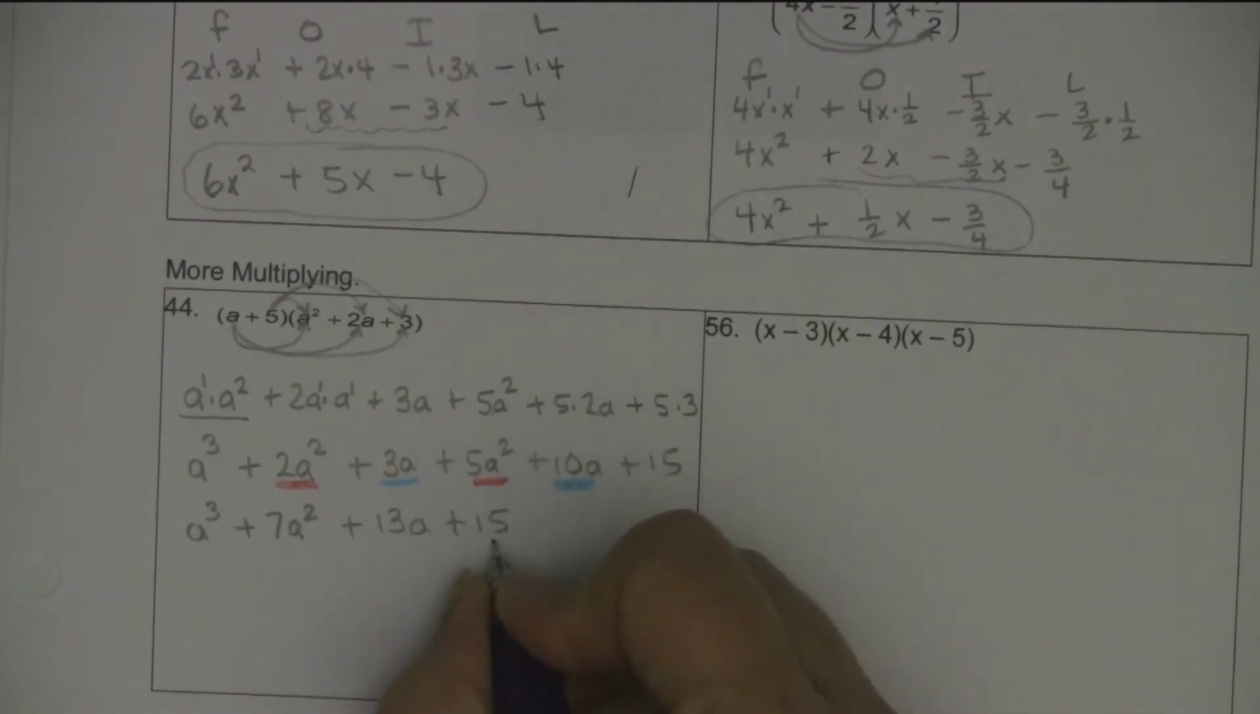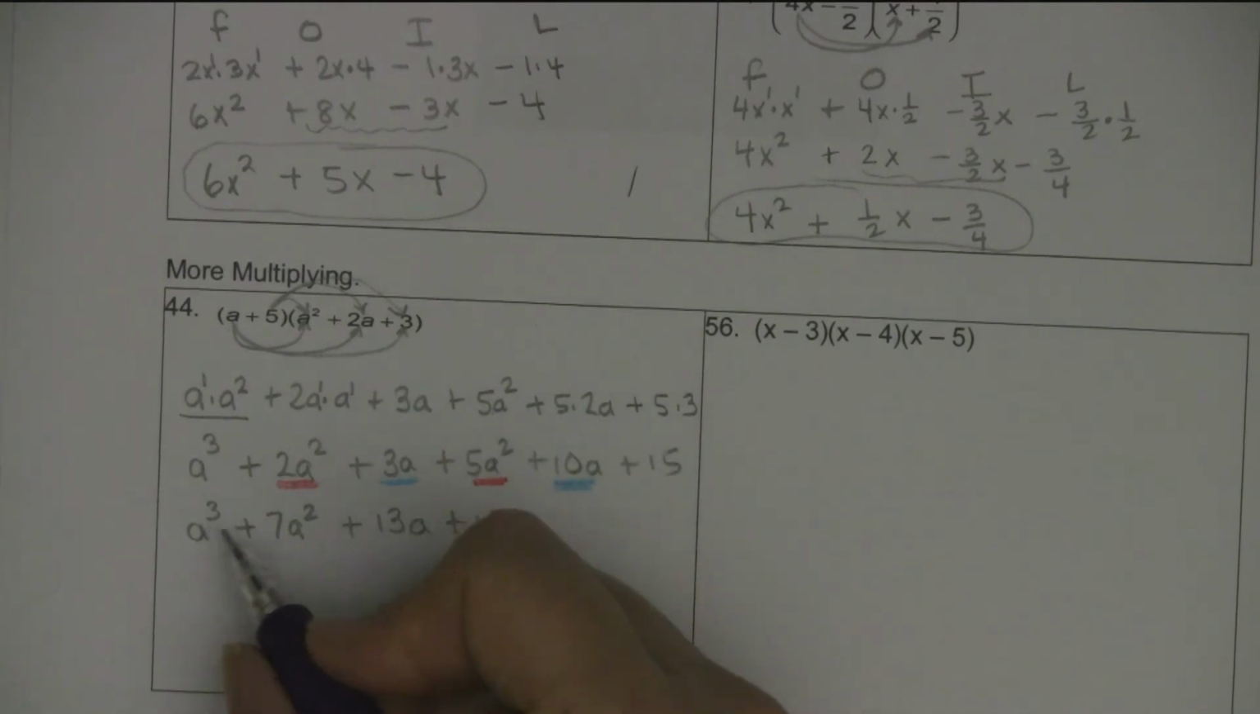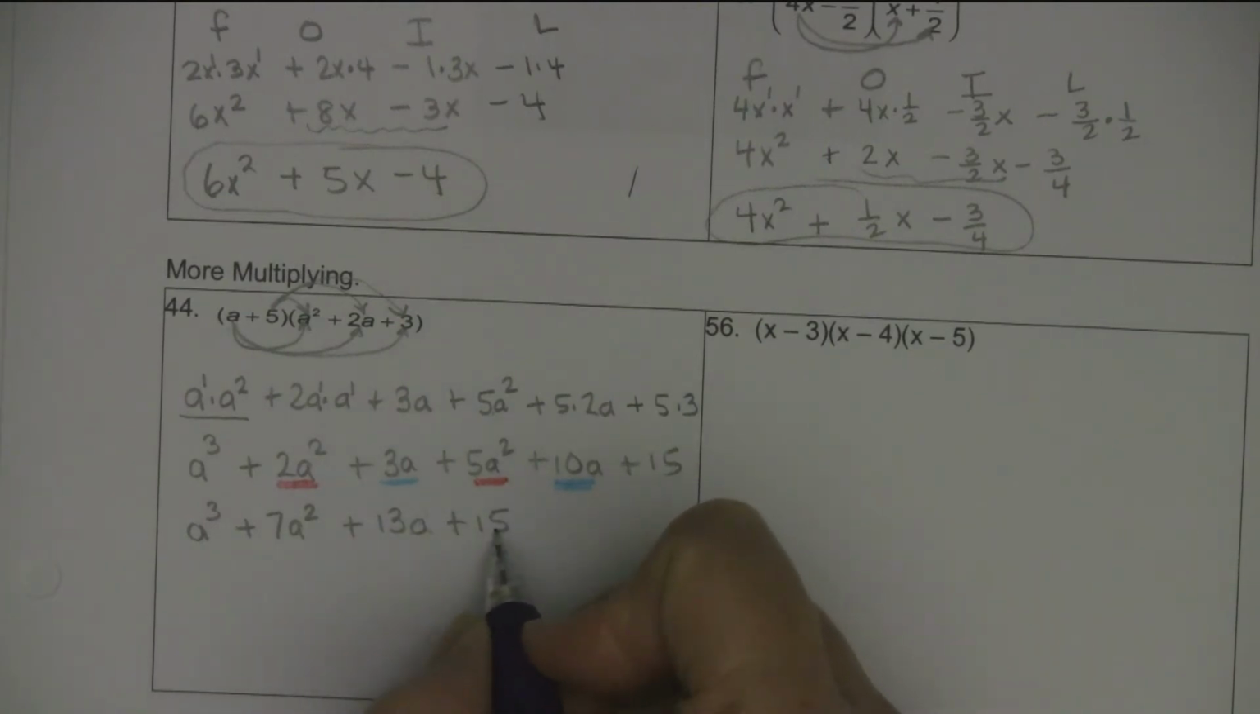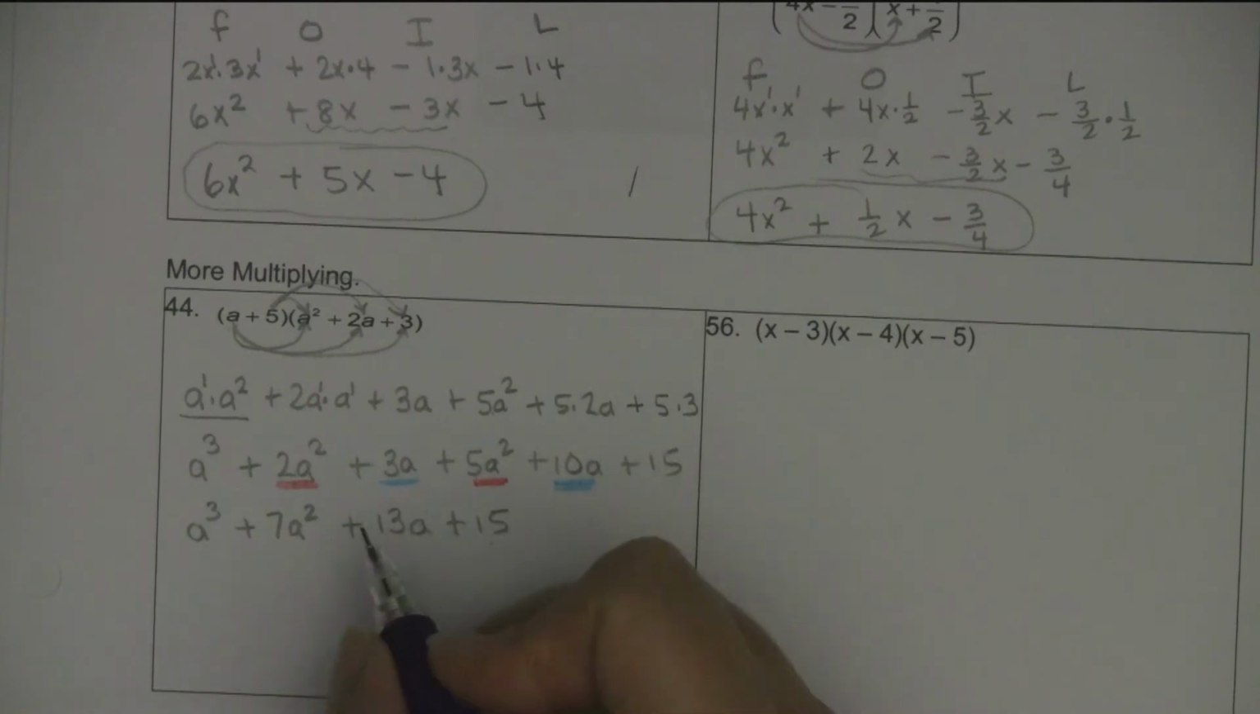Do you guys remember what degree the constant is? Yeah, it's degree 0. So this term has degree 3, degree 2, degree 1, right? There's a 1 there. Degree 0. This polynomial has degree 3, the highest one.